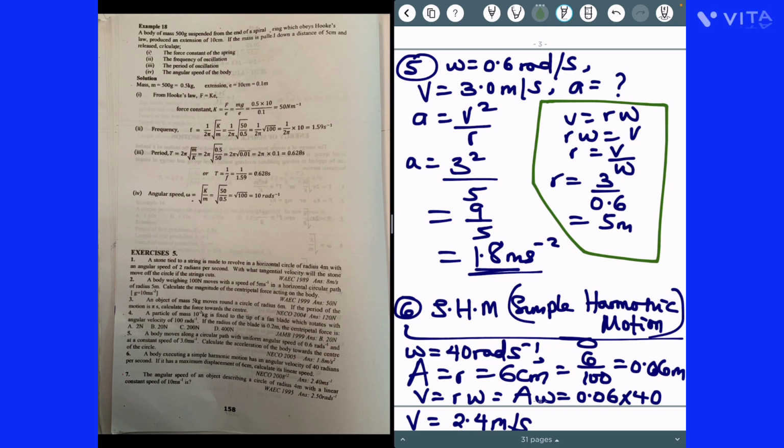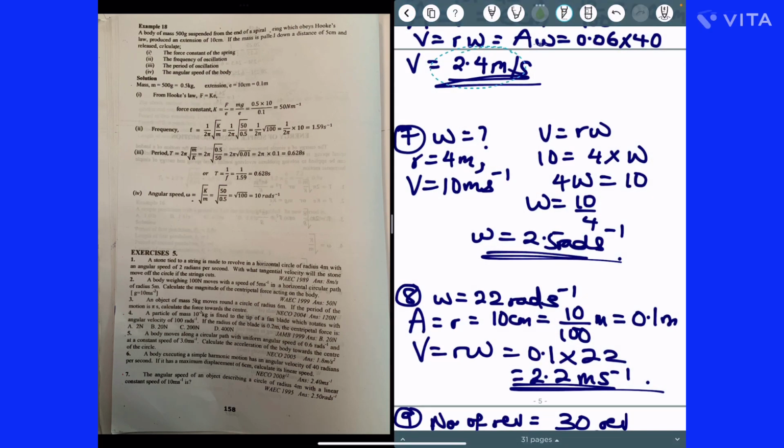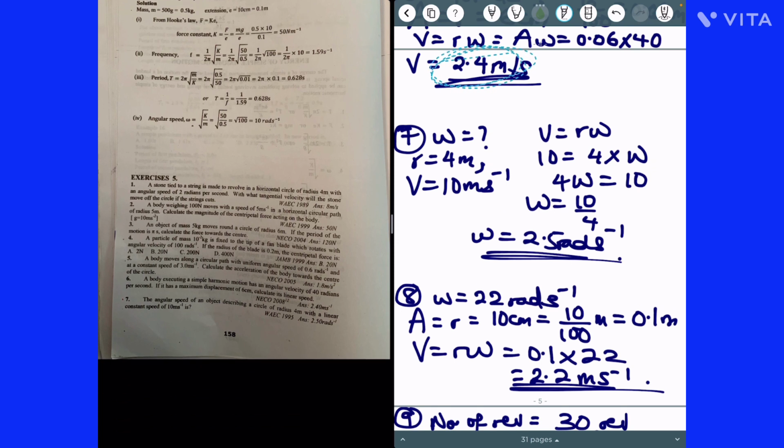That's a simple question. Now, maximum displacement in simple harmonic motion is referred to as the radius of the displacement, which is 6 centimeters. Now, 6 centimeters is the same thing as 6 over 100, which is 0.06 meters. So to find the linear velocity, you do v is rw, which is 0.06 times 40 radians per second. That gives you 2.4 meters per second. That's question 6. Done.